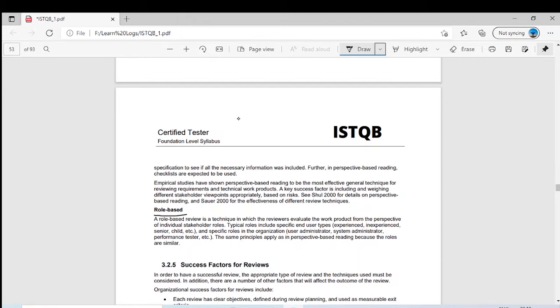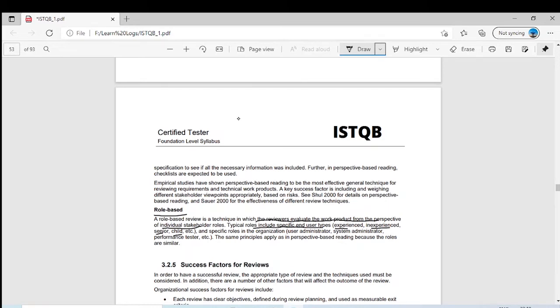So, different roles. A role-based review is a technique in which the reviewers evaluate the work product from the perspective of individual stakeholder roles. Typical roles include specific end user types like experienced, inexperienced user, senior user, child, etc., and specific roles in the organization. For example, if it was an open app, then there would be different roles.